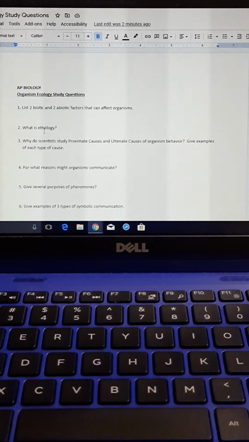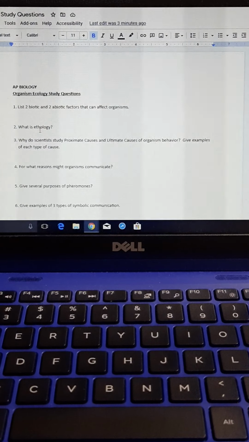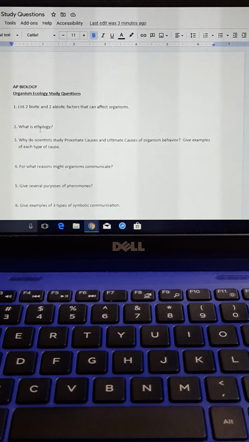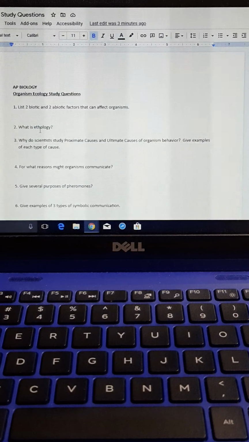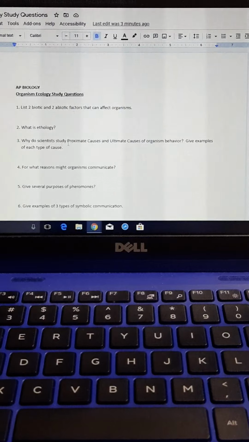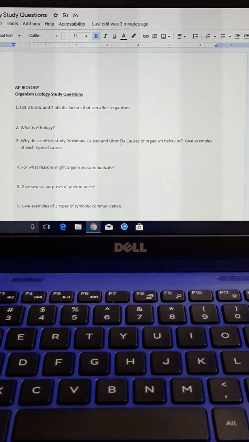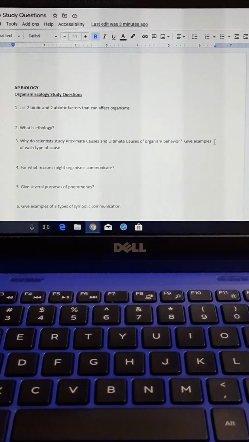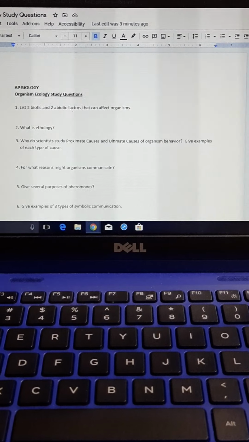Okay, our next one, ethology. Ethology relates to the behavior of an organism: what and why, in relation to the stimuli, did that organism act or perform that action? This is the study of ethology. Why do scientists study proximate causes and ultimate causes of organism behavior? Give examples of each type of cause.